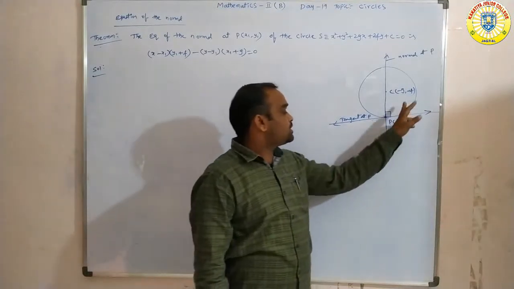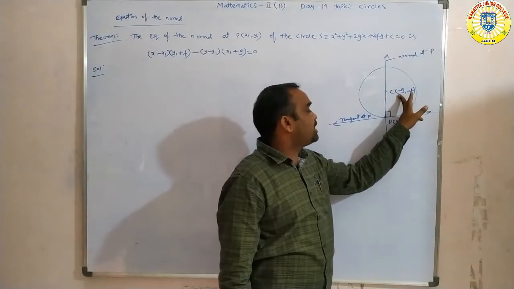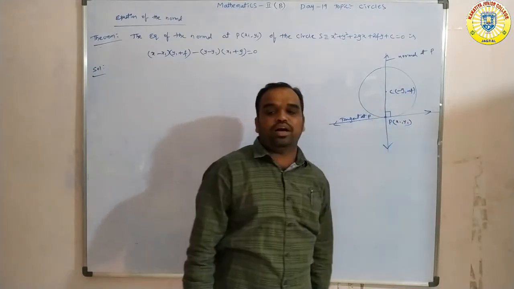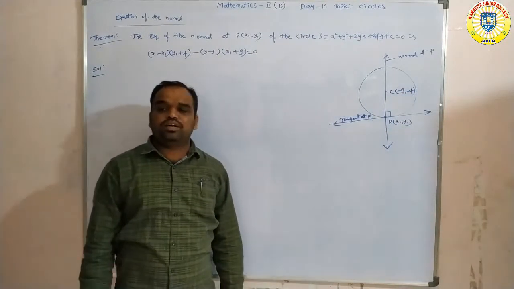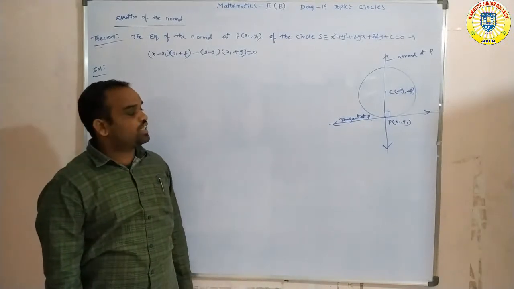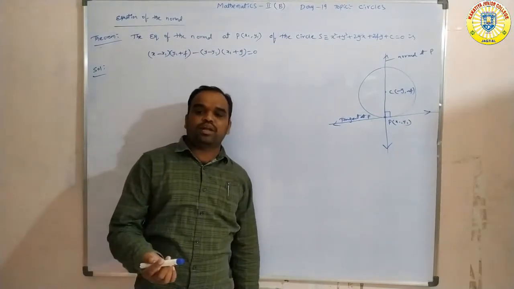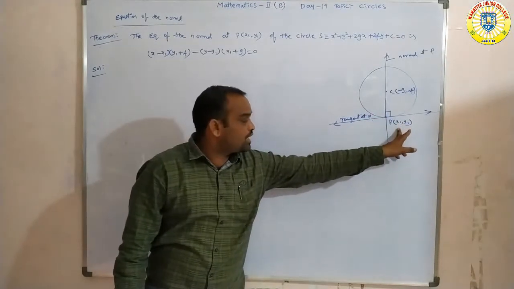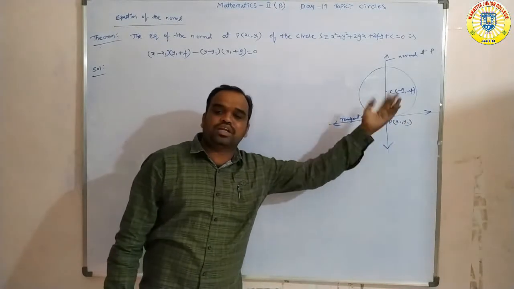Observe this one. This normal passes through two points: minus g comma minus f and x1 comma y1. Every normal passes through the center of the circle. And the normal passes through the point P we are finding, so that point is also on it.